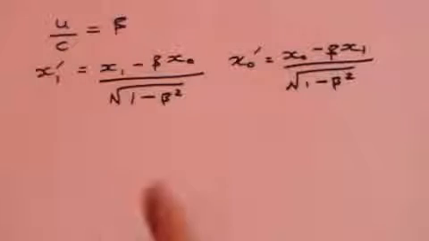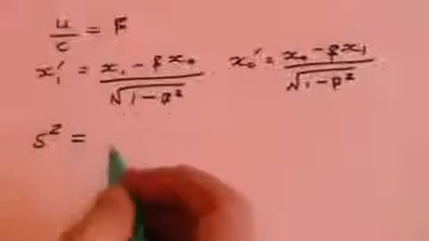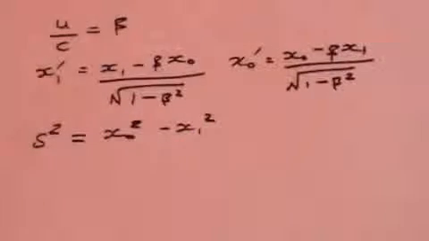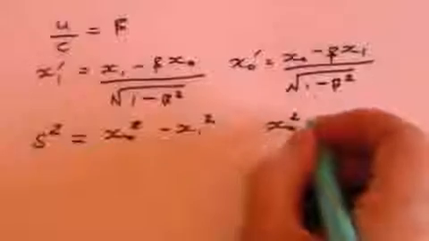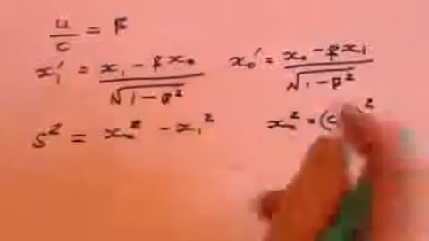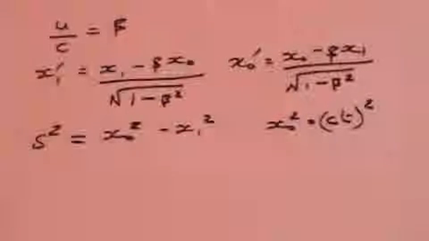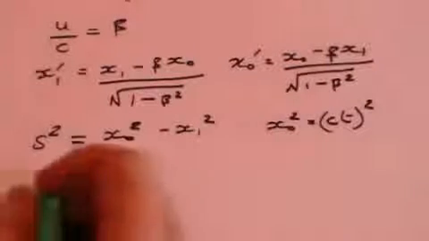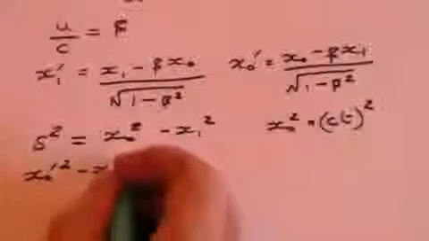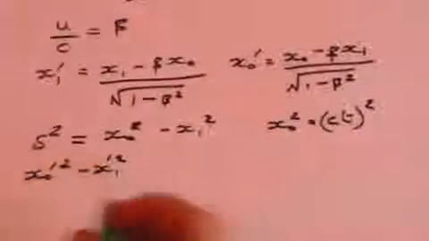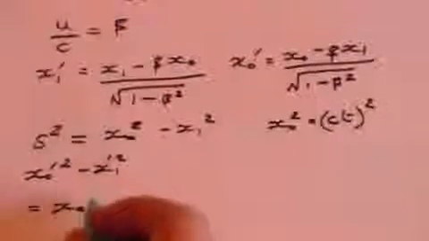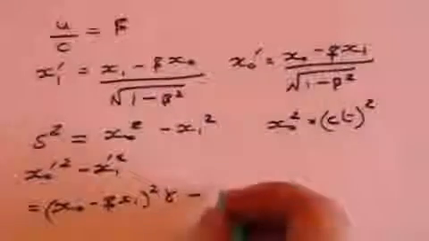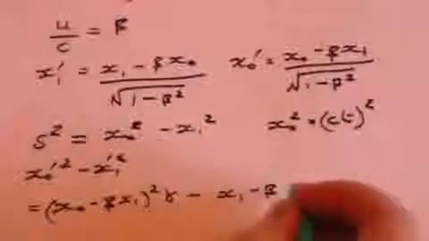I am going to create a term called s squared, and I'm going to define that as x0 squared minus x1 squared. x0 squared, remember, is essentially time squared, but multiplied by c squared, minus x1 squared, which is a spatial coordinate squared. Now, let's look and see what happens to the term x0 prime squared minus x1 prime squared. Well, that equals x0 minus beta x1 all squared times gamma minus x1 minus beta x0 squared times gamma.